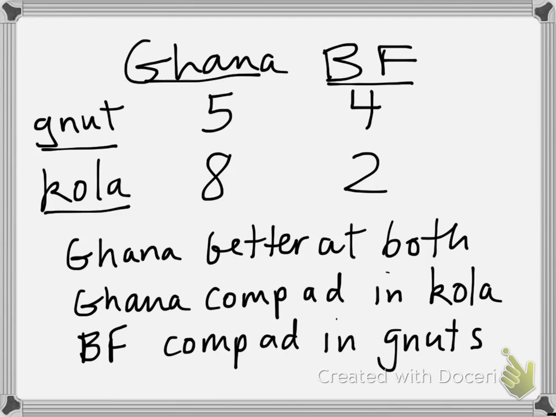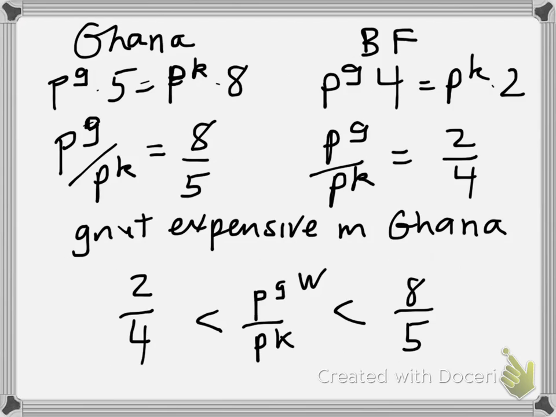Ghana has a comparative advantage at cola. It's better than Burkina Faso, quite a bit better at cola nuts than it is in groundnuts. That's pretty obvious. So Ghana has a comparative advantage in cola nuts. Burkina Faso is worse at both, but it's less bad at groundnuts. So Burkina Faso has a comparative advantage in groundnuts.